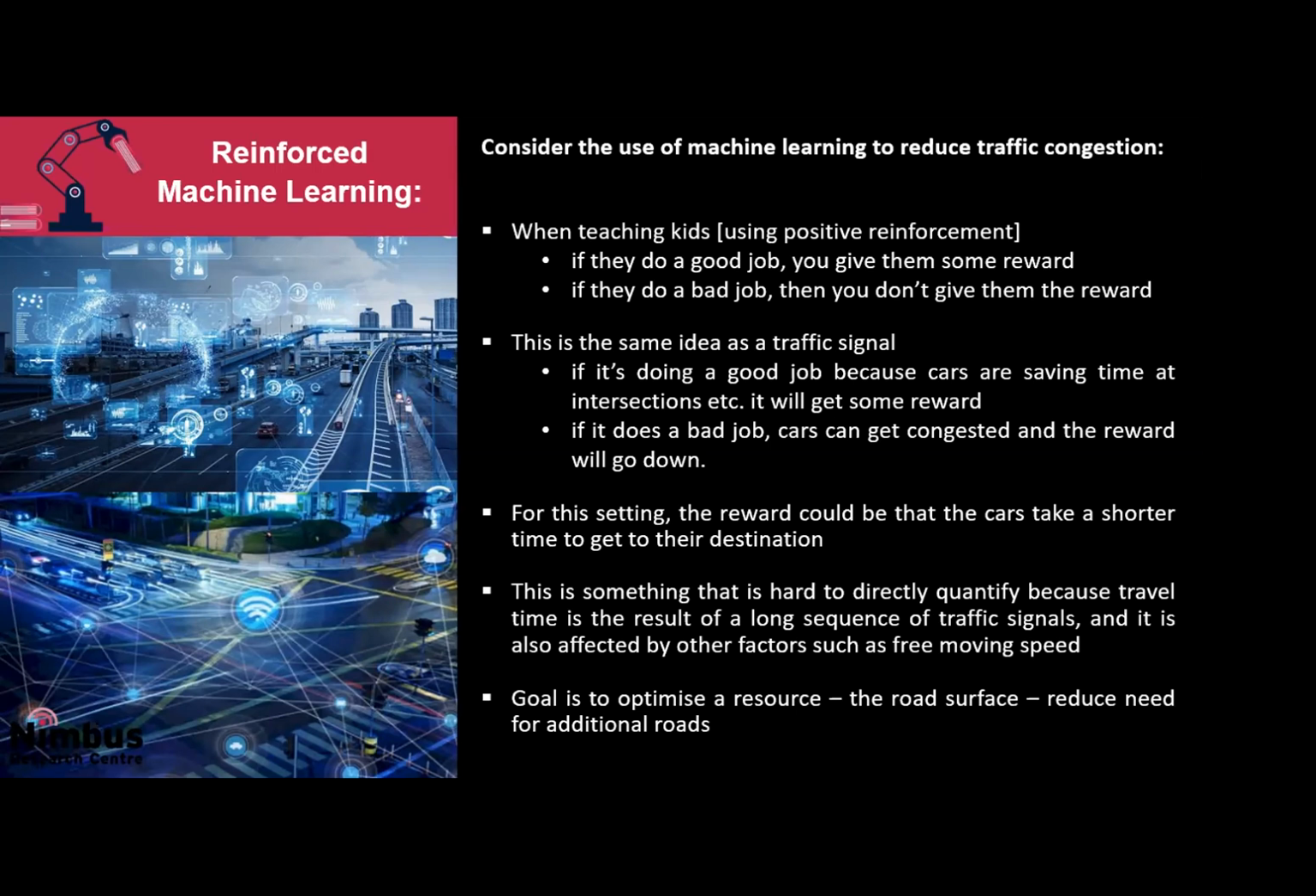If the algorithm is doing a good job because cars are saving time at intersections, for example, we give the algorithm some sort of reward. If it does a bad job and cars get congested, the reward will go down. So for this setting, the reward could be that cars take a shorter time to get to their destination. This is hard to directly quantify, because it takes into consideration things like your speed and the number of traffic signals you go through. However, the goal here, in its purest form, is to optimize a resource. That's what we want to get to at the end of the day. The resource in this case could be the road surface, and consequently, if we're able to minimize the use of road surface, we can potentially reduce the need for additional roads.